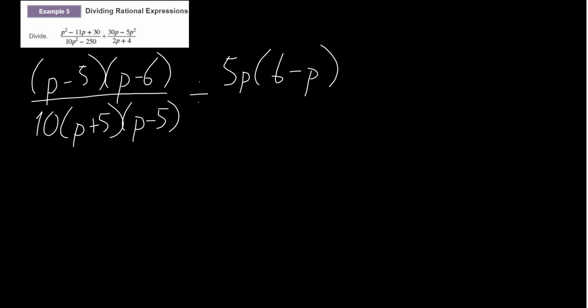Trying to think. I guess that'd be fine. Yeah. All right, just trying to think ahead here with the cancellation. All right, so if I factor out a 5p, got 6 minus p. I don't know why that's bothering me so much. And then 2p plus 4, I'm going to factor out a 2. What remains would be a p plus 2.